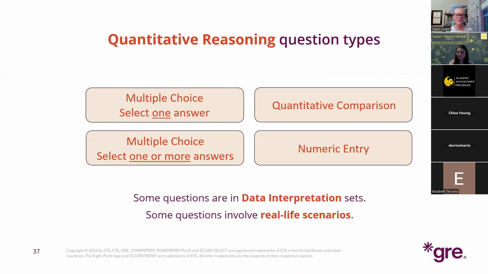So when you think about the quantitative section, these are the types of question types that you'll receive. There's multiple choice, select one. Multiple choice, select one or more. There's quantitative comparison, which is just comparing two numbers to see which one is correct. And then numeric entry, where you are solving the equation and then typing in the number.